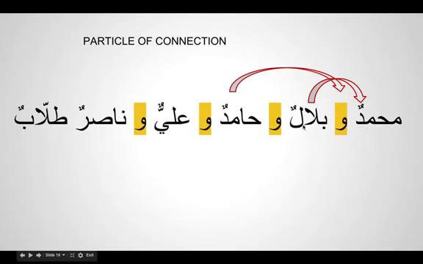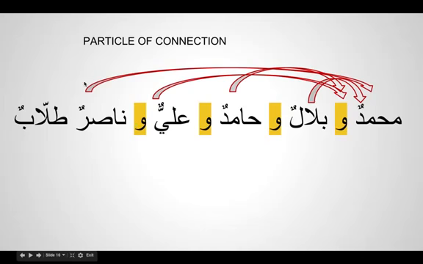So what is Bilalun, what is Hamidun, what is Aliyun? Bilalun is connected to Muhammad as a mubtada. That is because there is a wa here, that becomes a mubtada. Hamidun is connected to Muhammadun because there is a wa here, that is a mubtada. Aliyun, that is also mubtada because there is a wa here. Nasirun, that is also mubtada, a noun here, wa here.